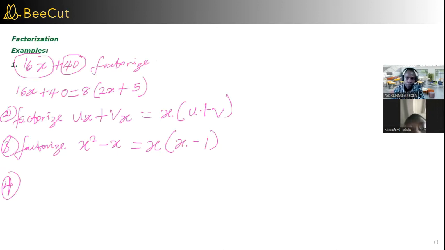Number 4, 2x squared y minus 8x y squared. We're going to look at it. What is common to this side and this side? We can see 2 and 2 can divide this. You can see x and x is here, and y and y. So I have 2xy common. So xy is common to the two sides.